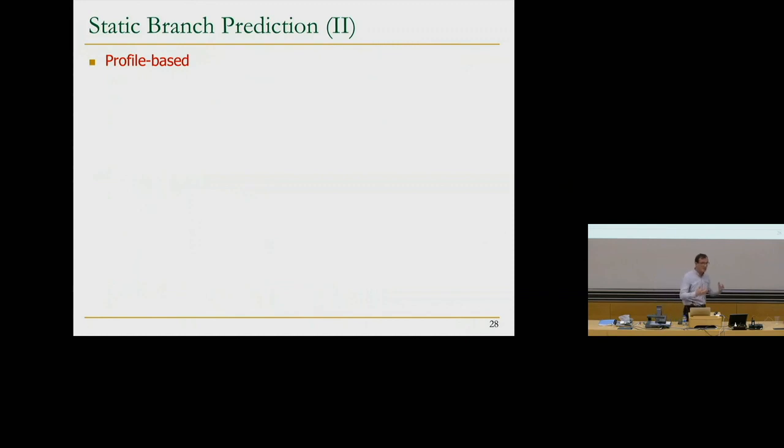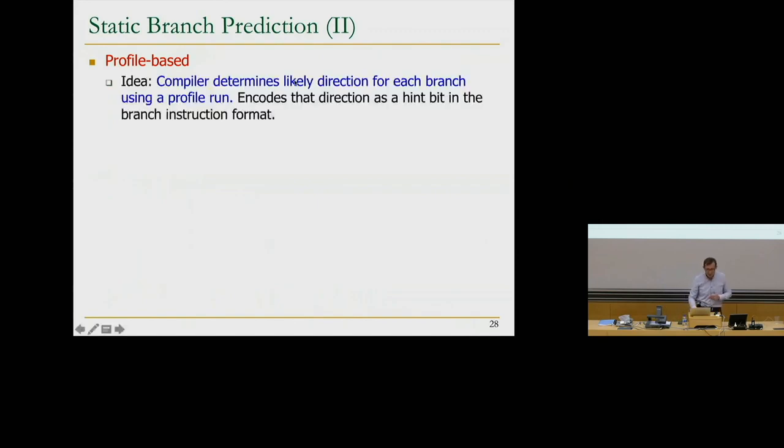This is actually very interesting because now the compiler plays a bigger role. Profile-based. Remember, we talked about profiling. The compiler profiles the code, figures out which direction branches go, determines the likely direction for each branch, and encodes that direction as a bit in the branch instruction format. So let's assume that we change the branch instruction format. We have a single bit that is set by the compiler or the programmer. In this case, it's the compiler.